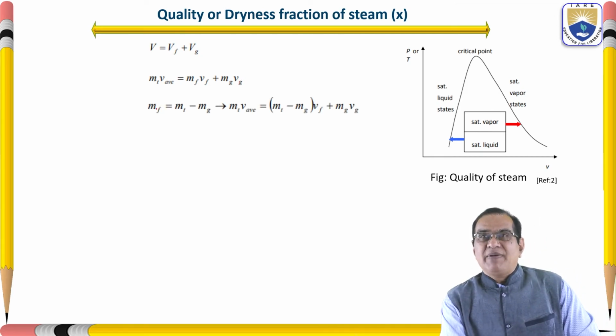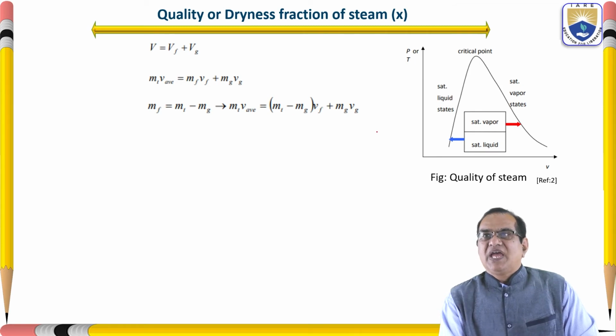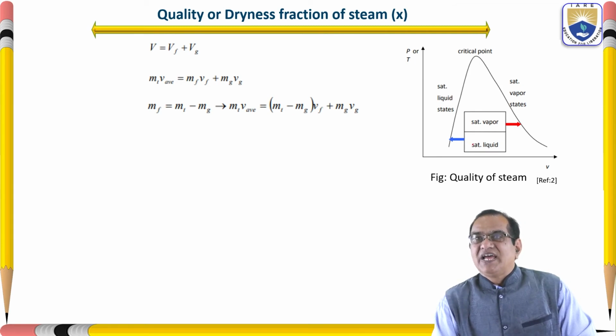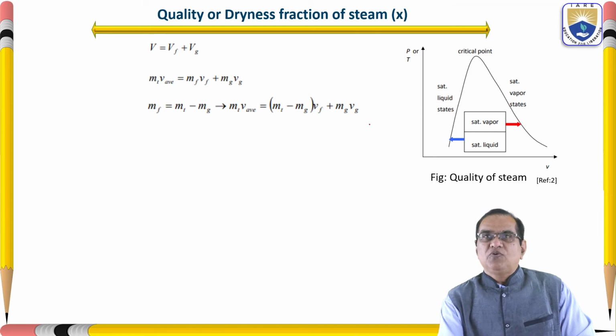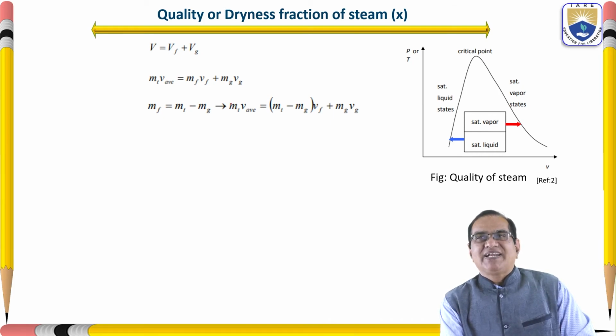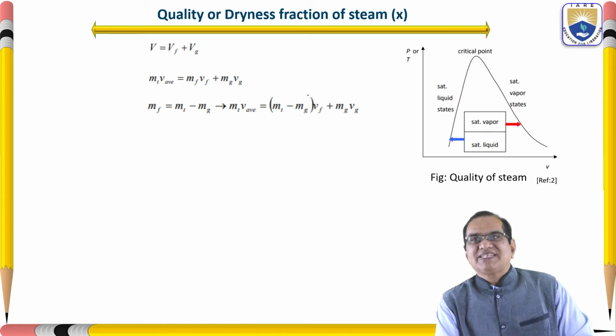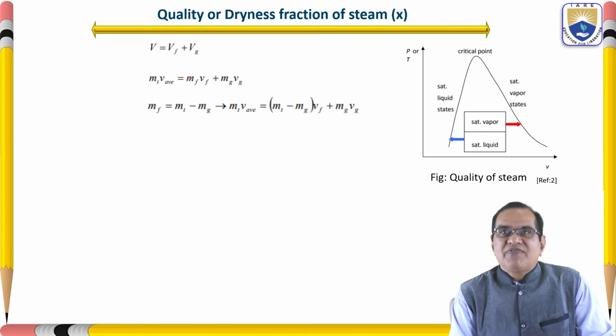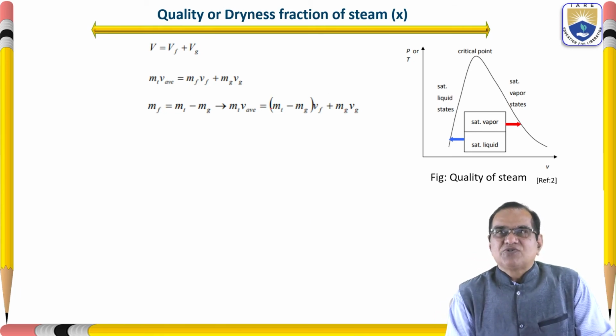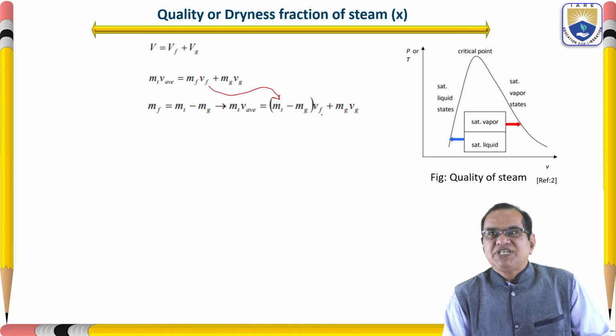Now what is mf? mf is the saturated liquid mass, so mf is equal to total mass minus vapor mass. So here we can write mt V average is equal to (mt minus mg) Vf plus mg Vg. In this mf we have put mt minus mg into Vf.